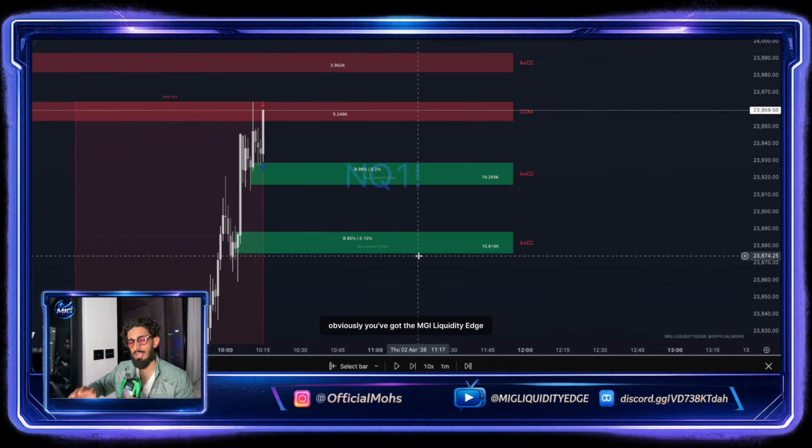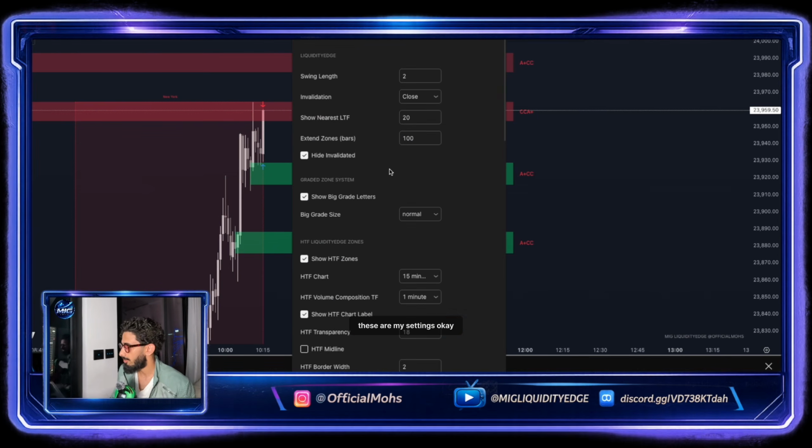So first of all, obviously, you've got the MIT Liquidity Edge, you've purchased it, you've claimed it, you click through indicators and invite only. Now it's on your charts. These are my settings, okay?